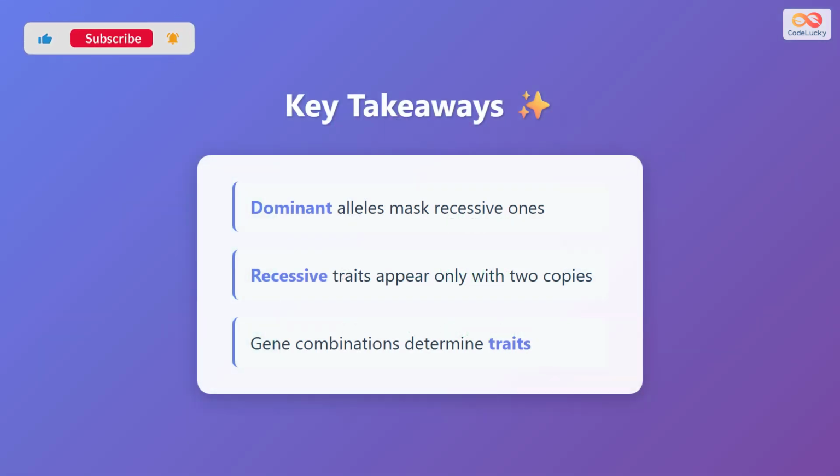Let's review the key points. First, dominant alleles mask the effects of recessive alleles when both are present. Second, recessive traits only appear when an organism has two copies of the recessive allele. And third, the combination of alleles you inherit determines which traits you express. Understanding how dominant and recessive alleles interact is fundamental to genetics and helps explain why offspring can look different from their parents or even their siblings.